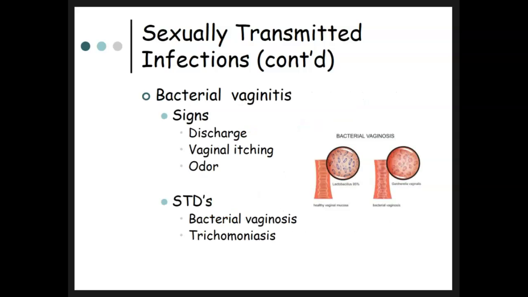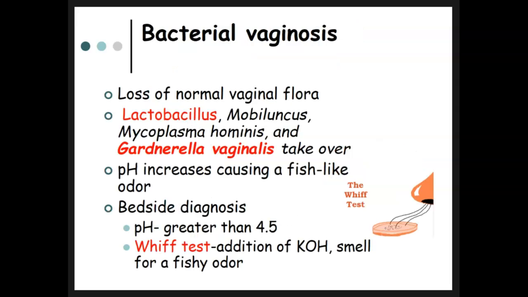All right, bacterial vaginitis or vaginosis can be caused by several different things. The signs are discharge, vaginal itching, and odor, and then there are also STDs that can be caused by bacterial vaginosis and trichomoniasis. So, what is bacterial vaginosis? Well, it's a loss of normal vaginal flora. You lose the lactobacillus, and there is an overgrowth of these other bacteria, including Gardnerella vaginalis. They take over. So the pH increases, which means it's more basic, causing a fish-like odor.